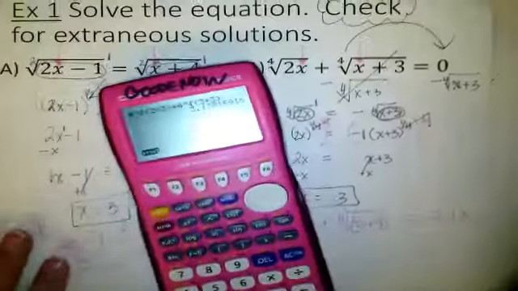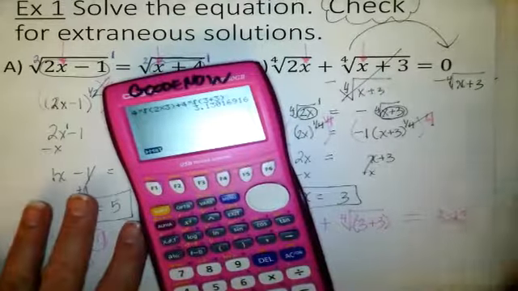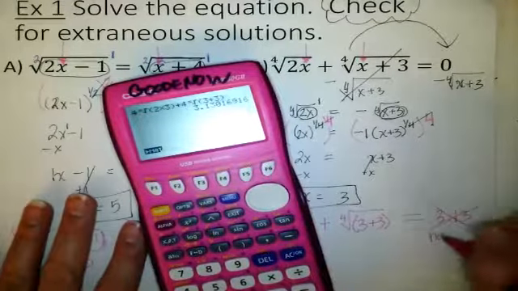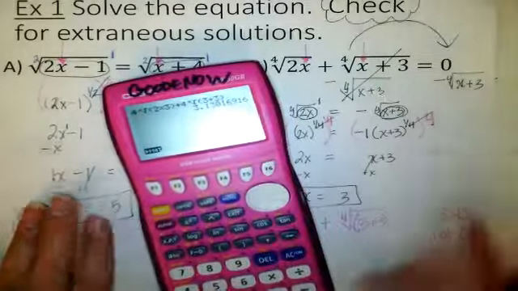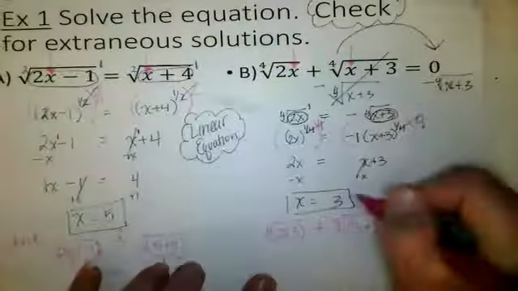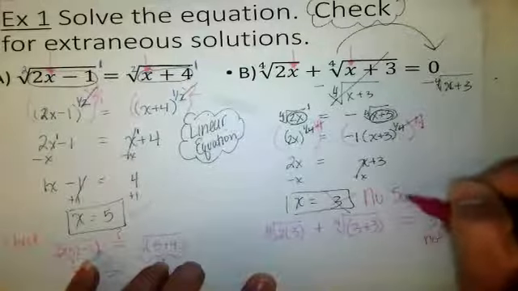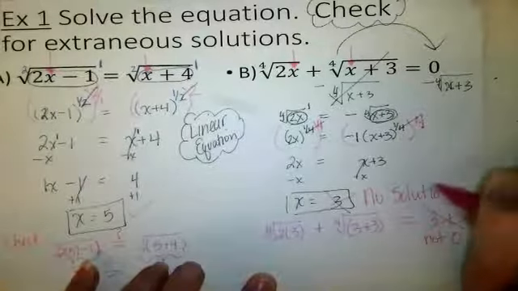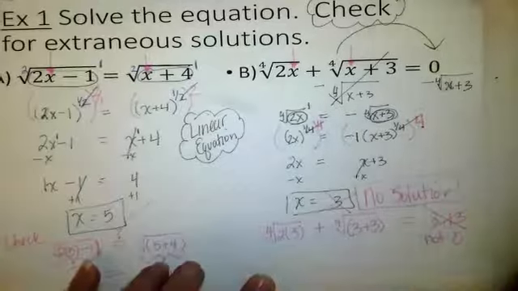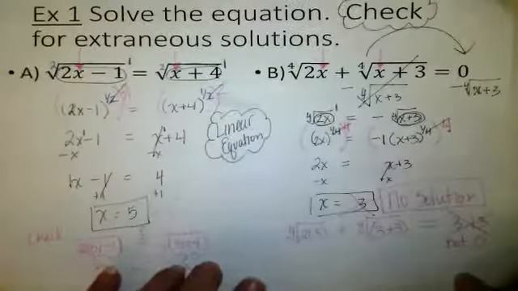Did it equal 0? No, that's not the right thing. Not 0 like it should, which means this is a false solution. So there's no real solution here. All right, and that's where we have to be super careful and check our answers.